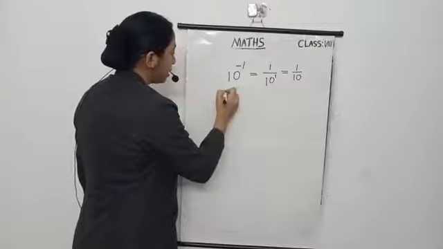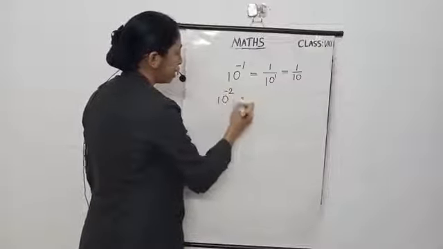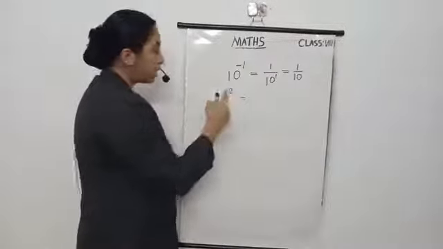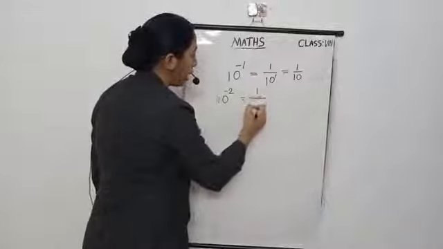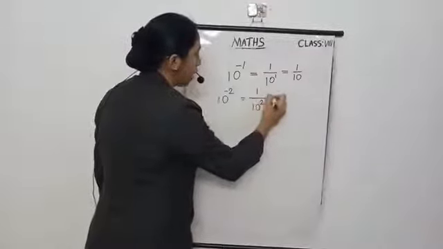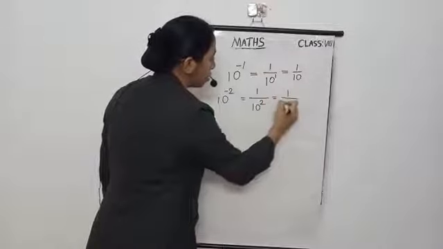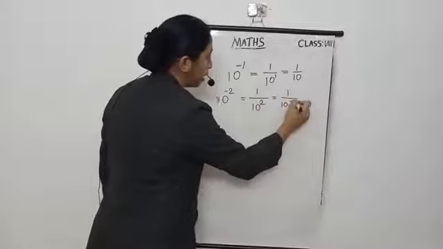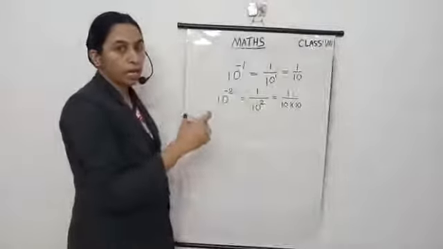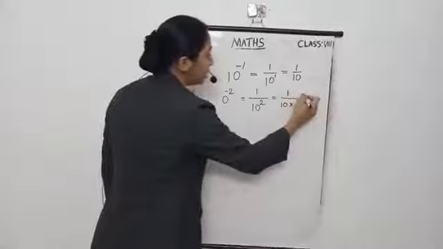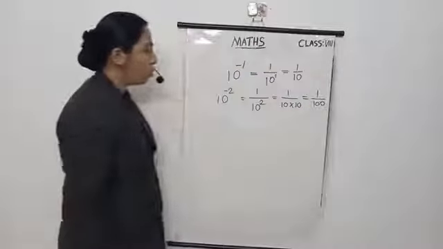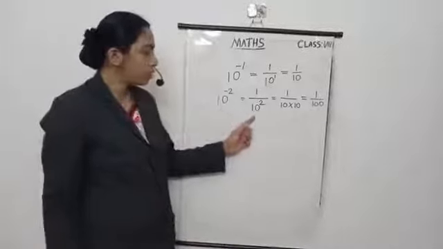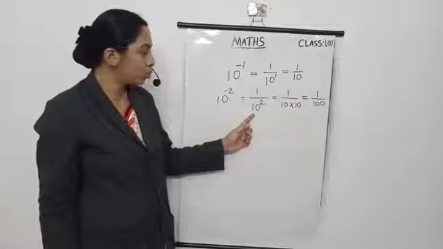Next is 10 raised to minus 2. Here it is a negative exponent. Its meaning is 1 by 10 raised to 2, and this is equal to 1 by 10 into 10. 10 raised to 2 means 10 into 10. That is 1 by 100, isn't it? So 10 raised to minus 2 is 1 by 10 raised to 2.